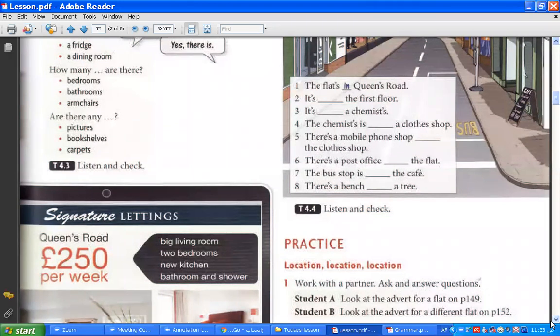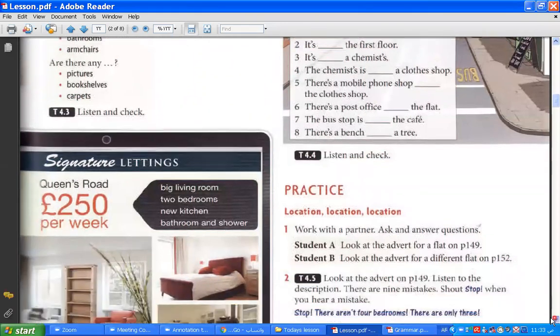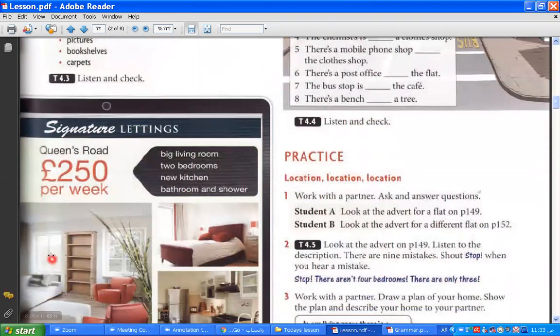Let me ask Dua. Are there any bookshelves? Yes, there are. Yes, there are.